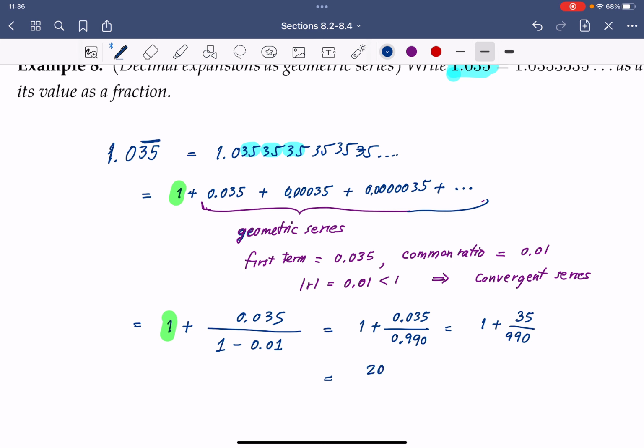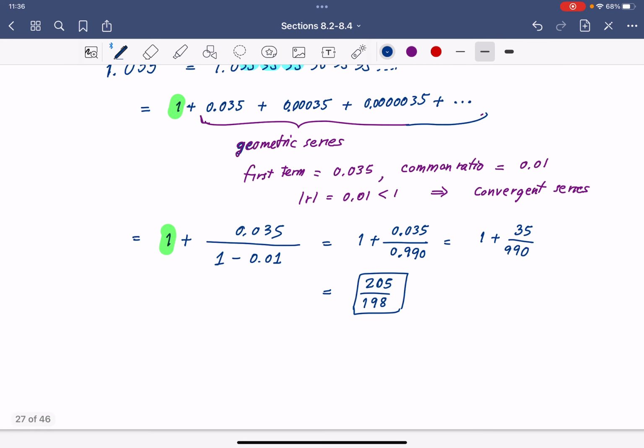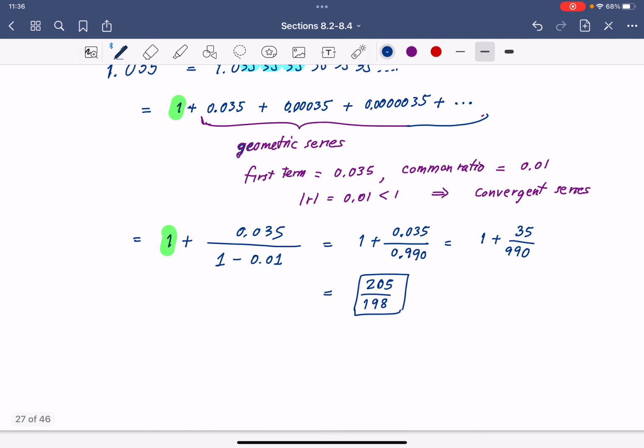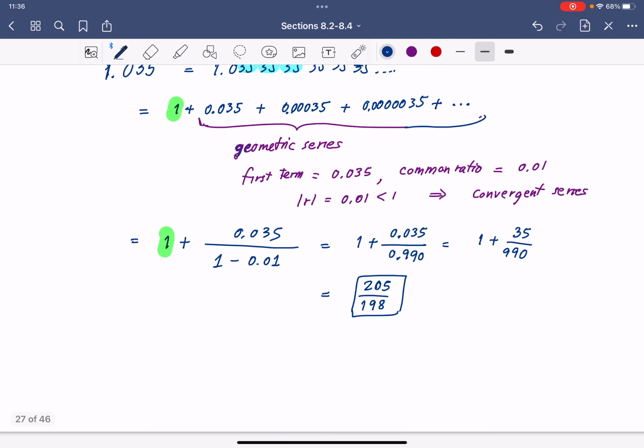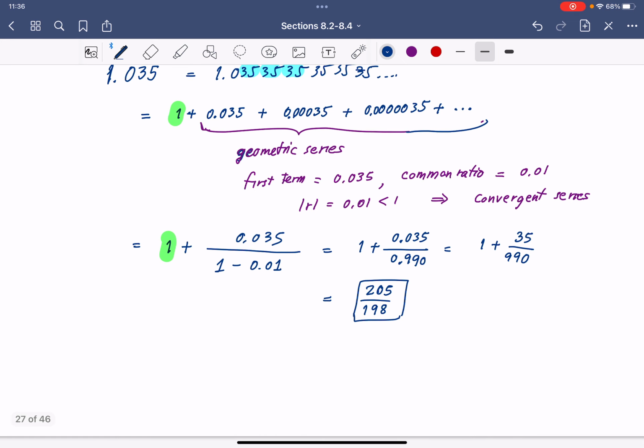It's 205 over 198. I already did it beforehand, but this is the number that you're gonna get, 1.035353535 and so on. So any number that you have with a repeated decimal, you can do the same thing. If you write it as a geometric series, it's gonna go back to the fraction. You can hit the calculator 205 over 198, and it's gonna go back to 1.0353535 and so on. Question on this one?